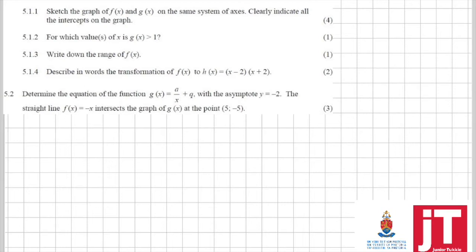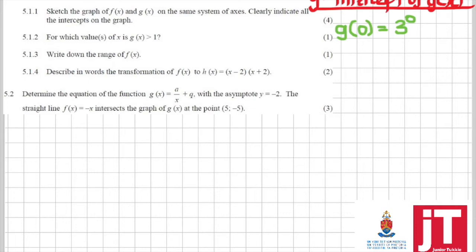To kickstart, we're going to start with the y-intercept of g of x. To get the y-intercept of g of x, we let x equal 0. So we're going to have g of 0 is equal to 3 to the power 0. We know from our exponents that any number raised to the power 0 gives us 1. Therefore, the coordinate is (0; 1).